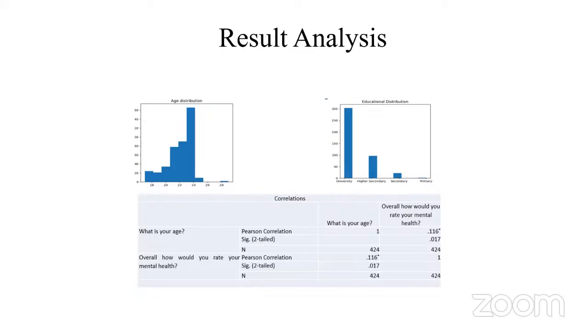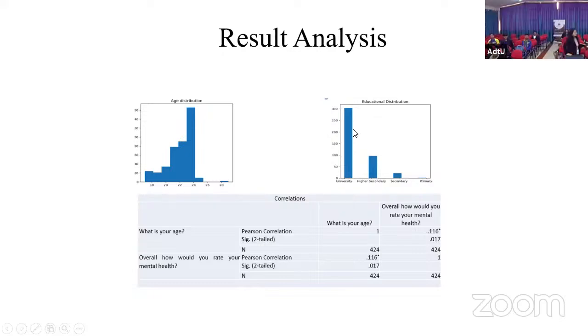The highest number of participants is 113, corresponding to 20 and 23 years old. In the second chart, the distribution shows that the university level has the highest frequency.